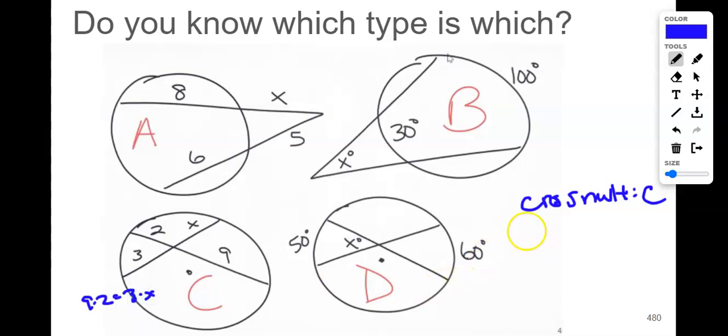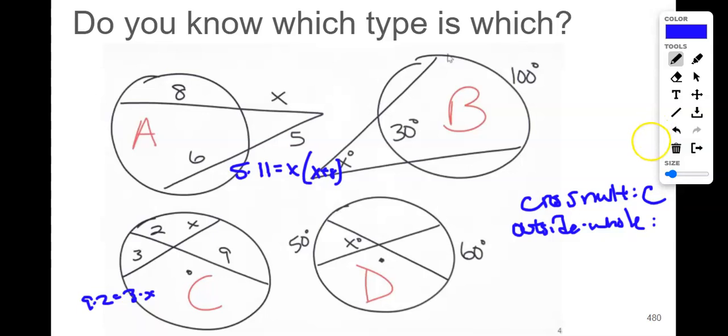Next up, do you know which one is outside times whole? Maybe pause it, think about it. Now, although B and A look the same, only A has outside times whole pieces. Outside would be 5, the whole thing would be 11. On the other line, the outside would be x, the whole line would be x plus 8.